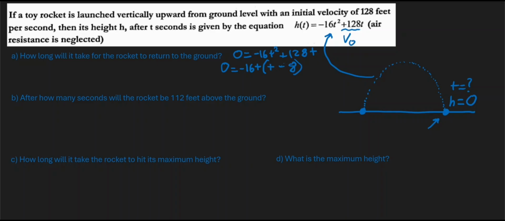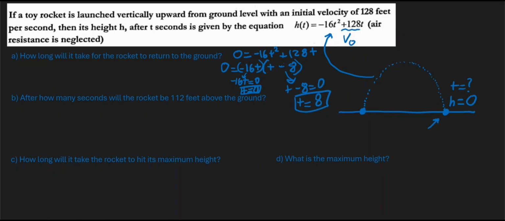And now we set both of our factors equal to 0. If negative 16t is equivalent to 0, then t would be equal to 0. And then we have the second solution, where if t minus 8 is equivalent to 0, then upon adding 8 on both of our sides, we end up with a time value of 8 seconds.